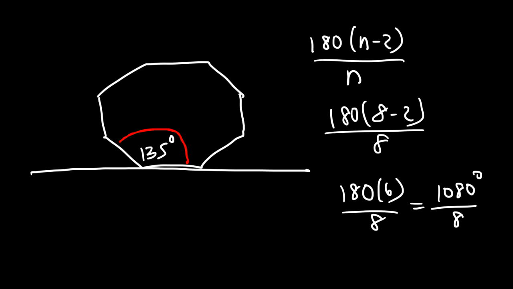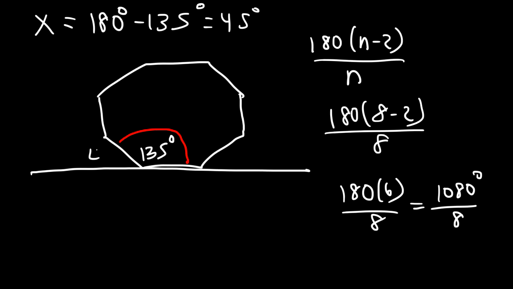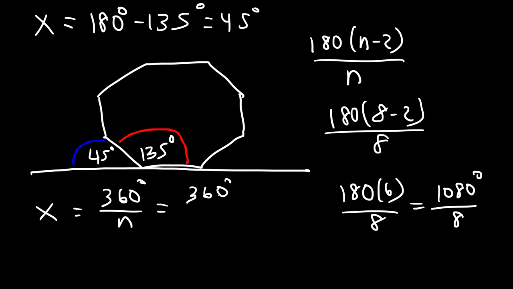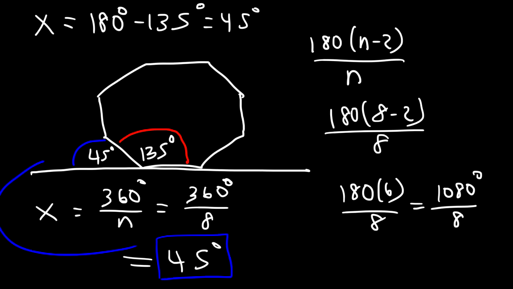So now to calculate the exterior angle, it's going to be 180 minus 135. And that's 45. Now let's confirm this answer using that other formula. So the exterior angle is also equal to 360 divided by n. So that should be 360 divided by 8, since we have an 8-sided figure. And 360 divided by 8 is indeed 45, which confirms this answer.